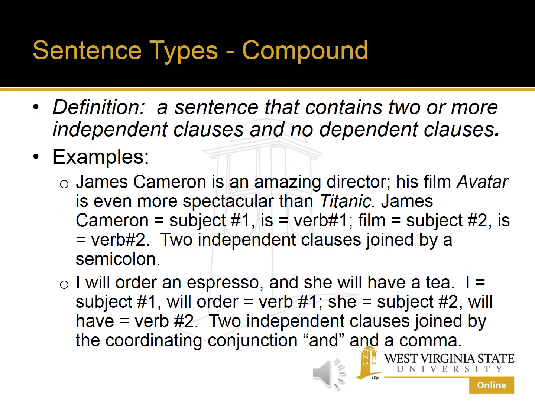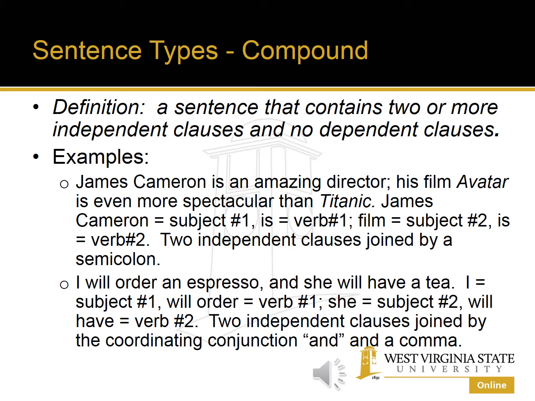The second type of sentence that we have in the English language is the compound sentence. By definition, a compound sentence is a sentence that contains two or more independent clauses. It's important to note it can contain two, but it also can contain more than two independent clauses. And it does not contain any dependent clauses. The sentence is composed solely of independent clauses. So let's look at an example.